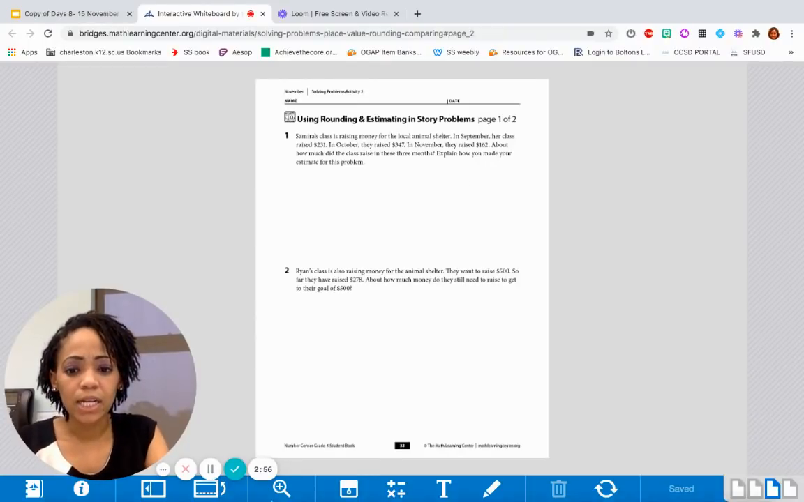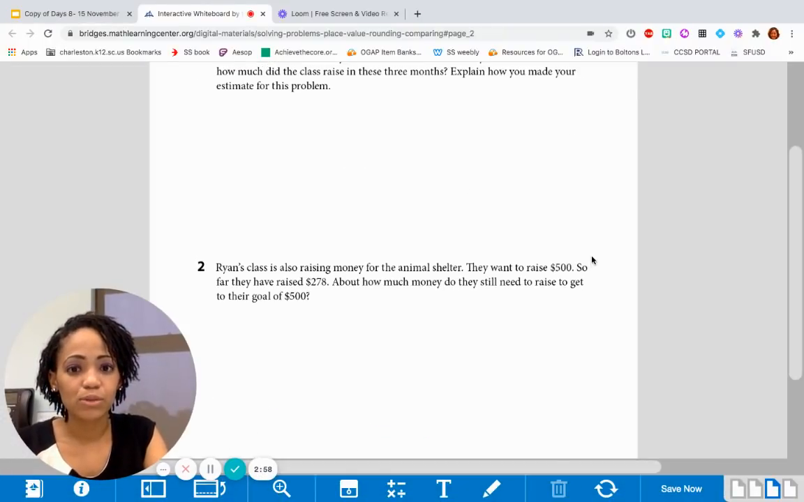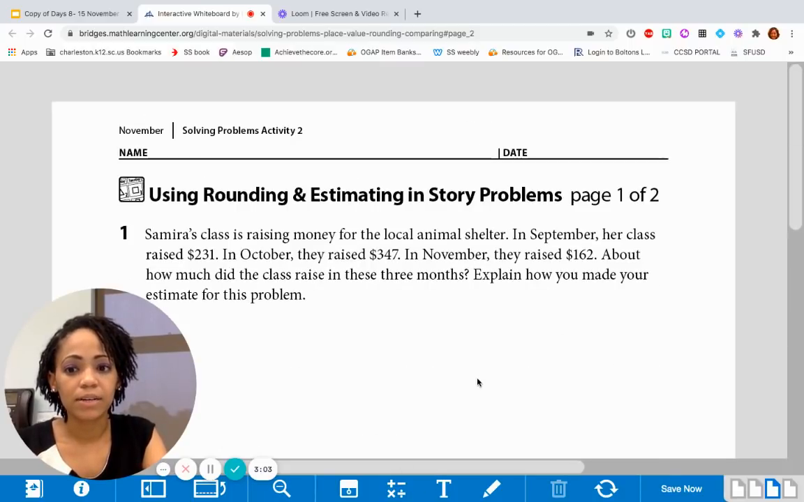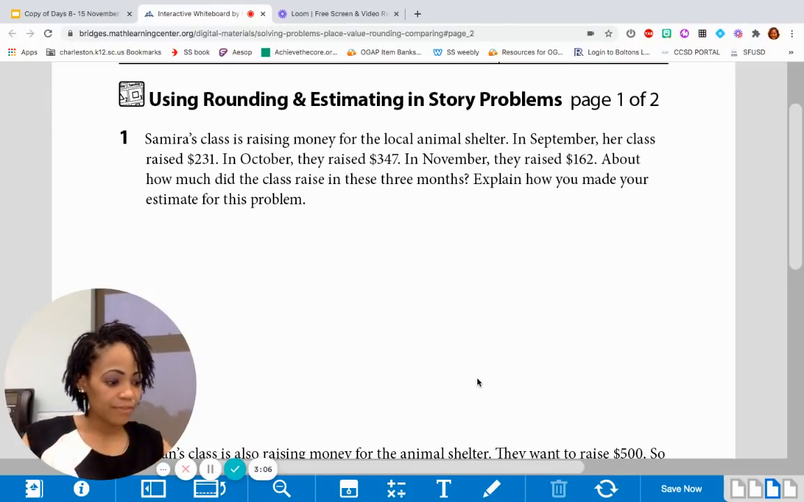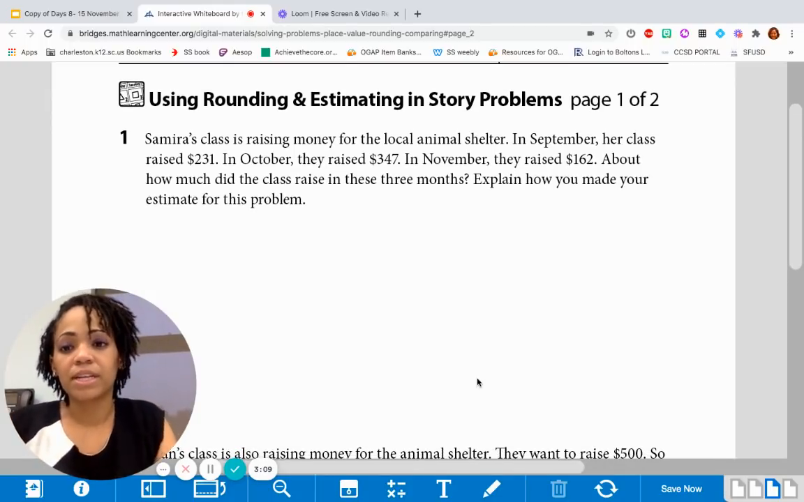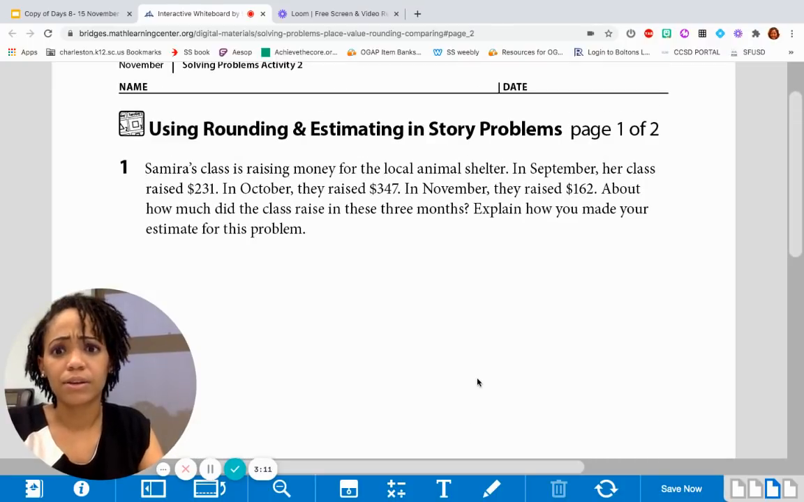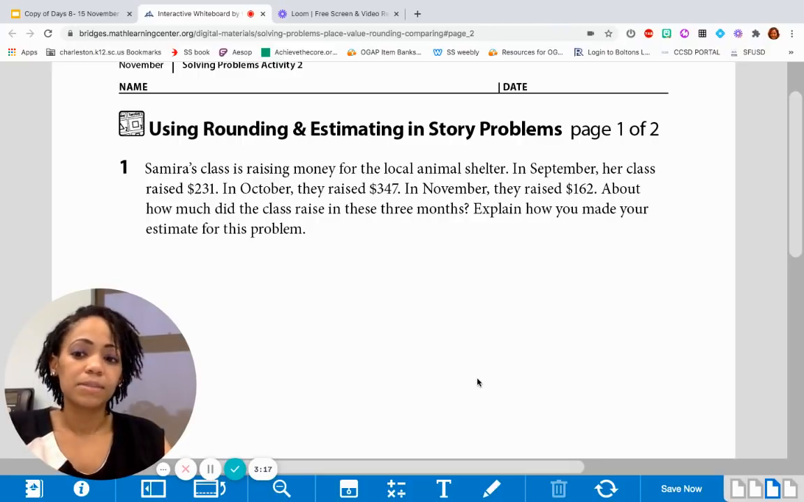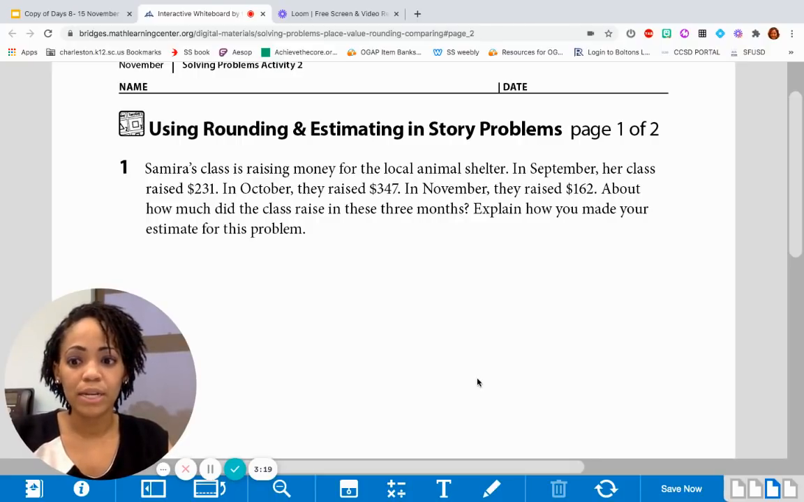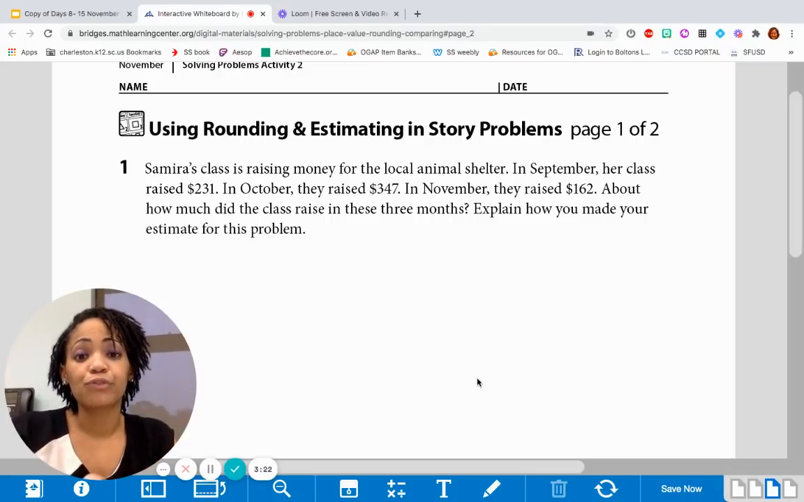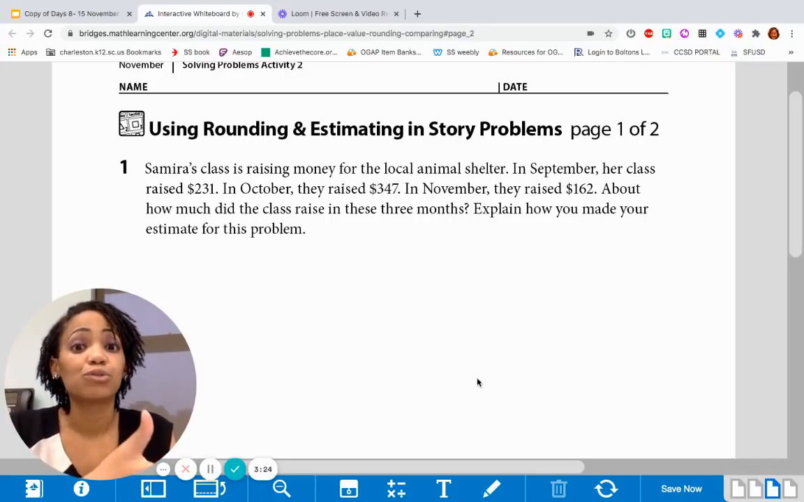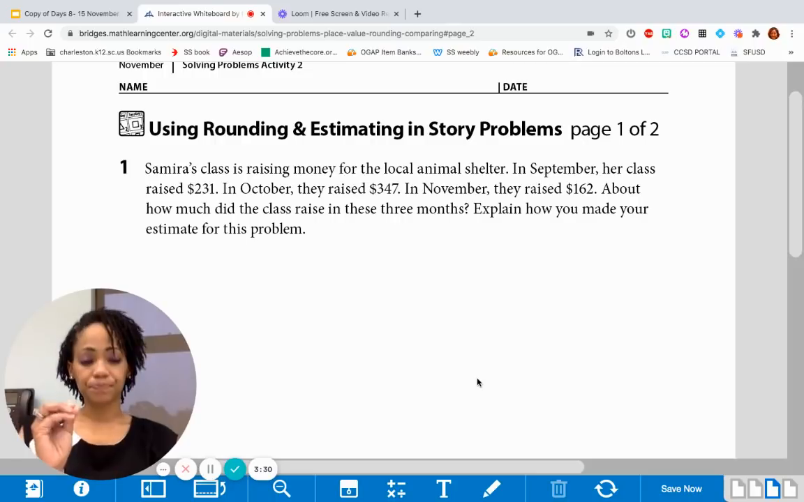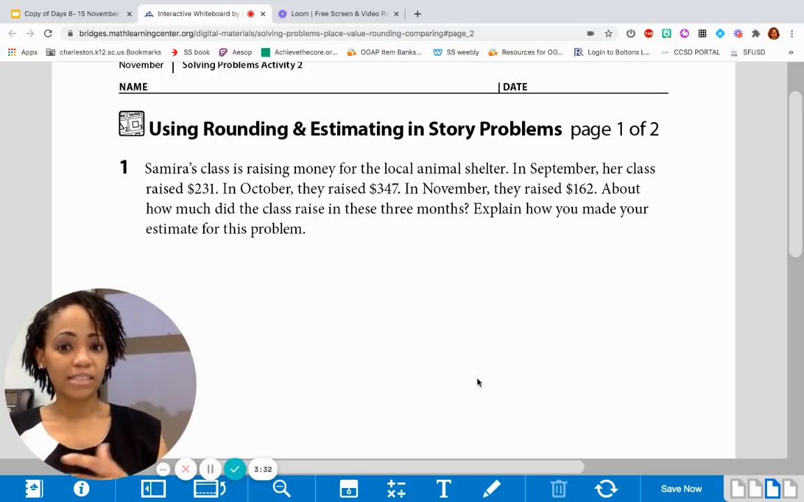So we are going to look at some problems together. I'm going to zoom in some. We're going to start with problem number 1 here. I'm going to read it out loud. We're going to kind of go through this together. Okay. Samira's class is raising money for the local animal shelter. In September, her class raised $231. In October, they raised $347. In November, they raised $162. About how much did the class raise in these 3 months? Explain how you made your estimate for this problem.